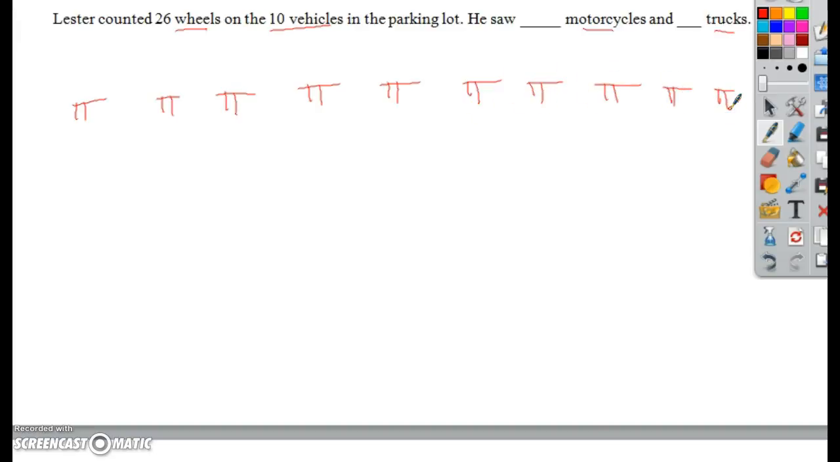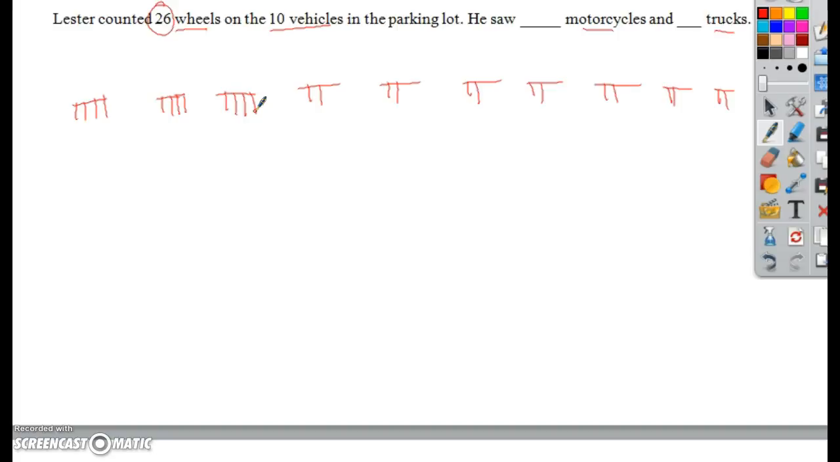So right now, all of our vehicles are motorcycles. And we're at 20 wheels. The problem is I need to get to 26 wheels. So now I'm pulling out the Presto Changeo wand, and I'm changing motorcycles to trucks one at a time. Remember, I was at 20 wheels, so I go 21, 22. That motorcycle is now changed to a truck. 23, 24. That motorcycle is now changed to a truck. 25, 26. That motorcycle is now changed to a truck, and we have our 26 wheels.